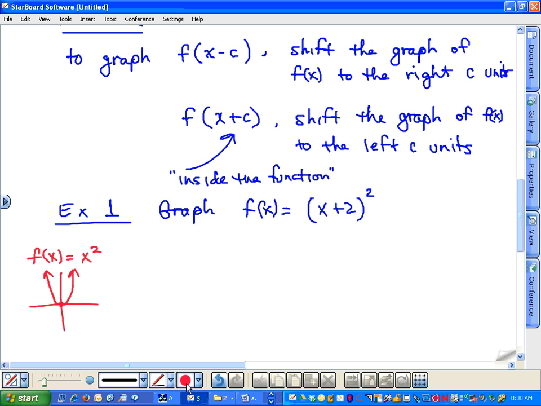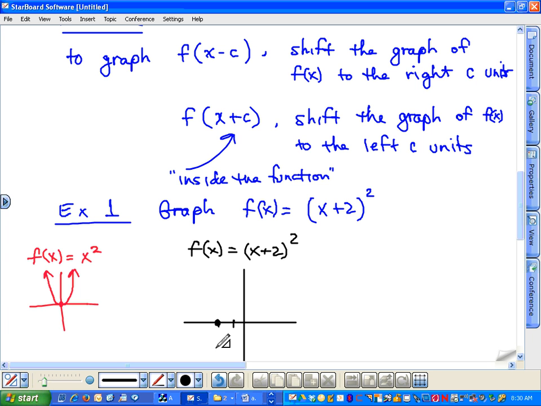We've got to compare that to what we want to graph here. f(x) = (x + 2)². What's the difference going to be? 3 units to the left. The vertex. Yeah, pretty much is going to be the only difference. It moves 2 units to the left, so there's your vertex.